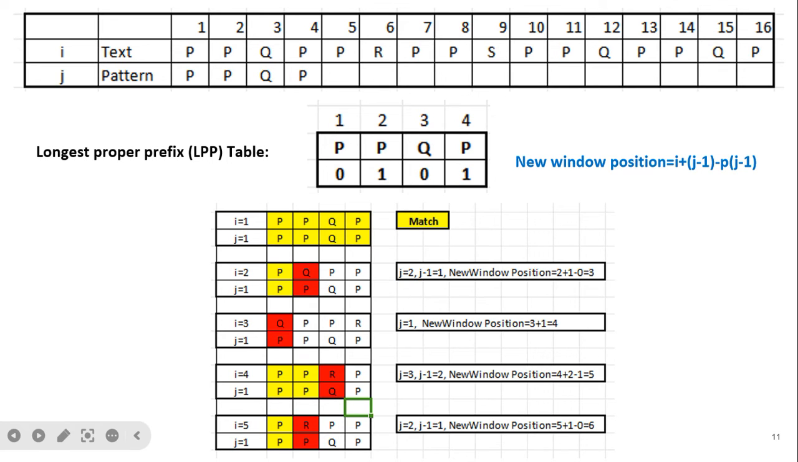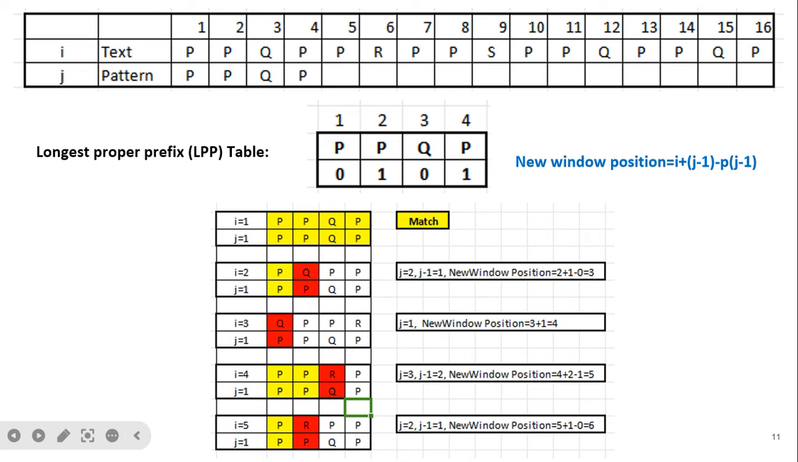Now here from I equal to 3 we are getting Q P P R. Now here mismatch occurs at the first character. When mismatch occurs at the first character, we are simply incrementing the I. Now I is 4. So from the 4, P P R P, 2 times match, third time mismatch.